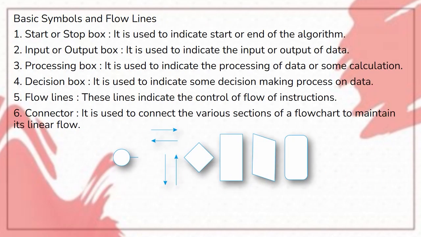Basic symbols and flow lines. 1. Start or stop box. It is used to indicate start or end of the algorithm. 2. Input or output box. It is used to indicate the input or output of data. 3. Processing box. It is used to indicate the processing of data or some calculation. 4. Decision box. It is used to indicate some decision-making process on data. 5. Flow lines. These lines indicate the control of flow of instructions. 6. Connector. It is used to connect the various sections of a flowchart to maintain its linear flow.